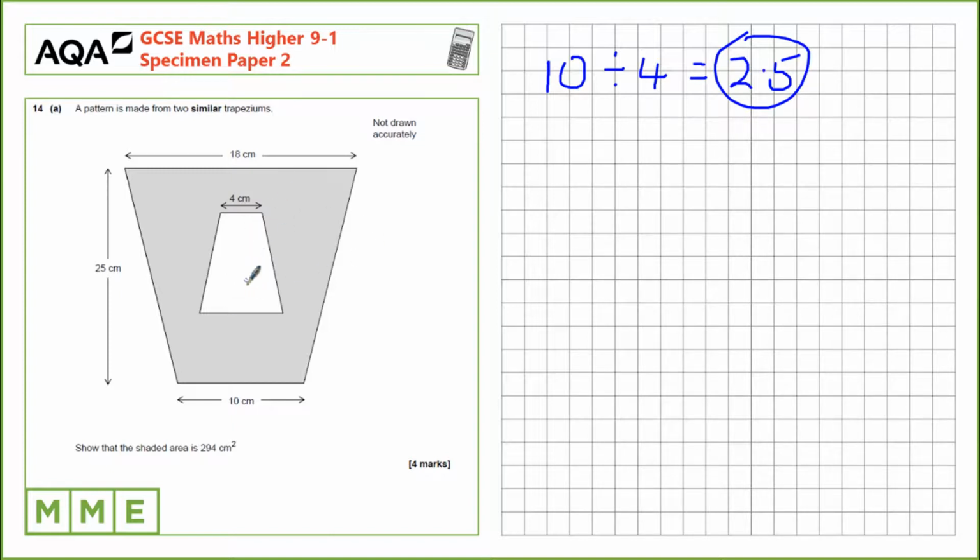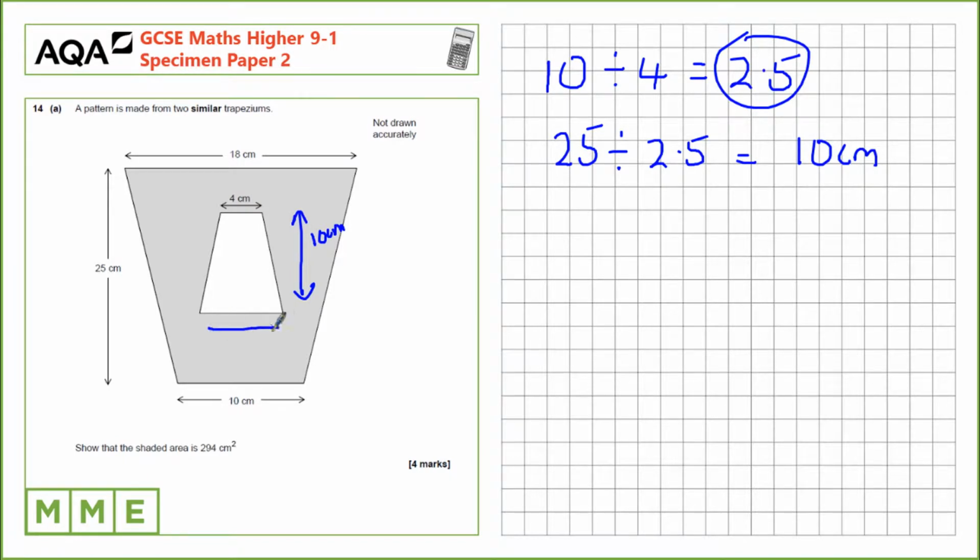Next, we need to calculate the height of the small one. We have the height of the larger shape, but we don't have the height of the small shape yet. So in order to do that, we can do 25, the height of the large shape, divided by the scale factor, that's 2.5, equals 10 centimeters. So this length here is 10 centimeters.